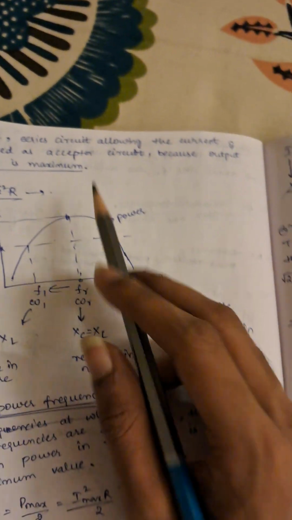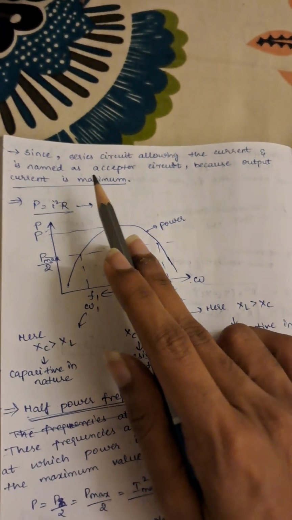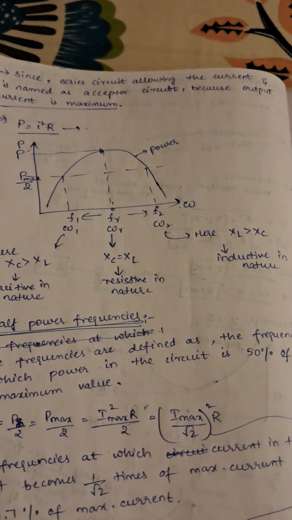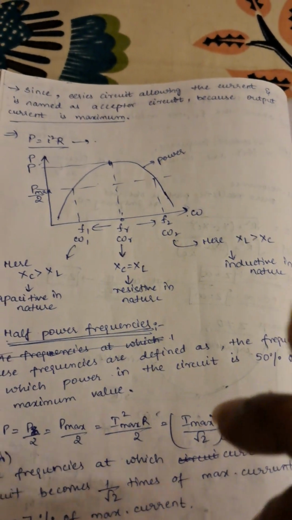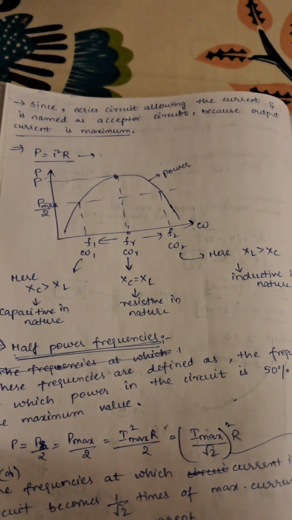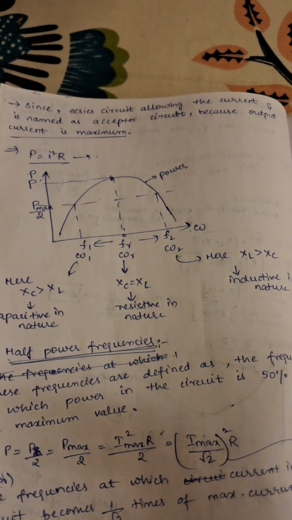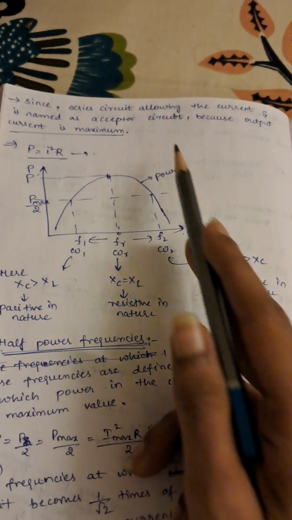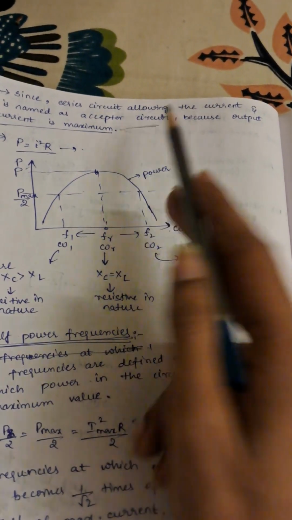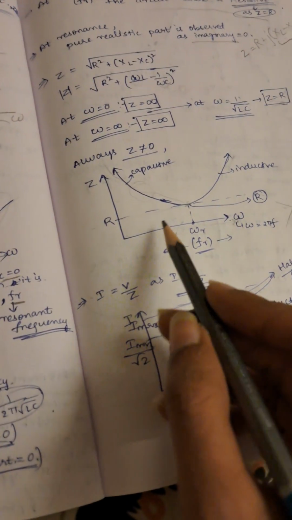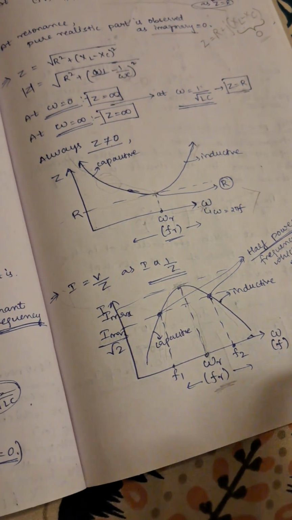Next, the series circuit allowing the current is named an acceptor circuit because the output current is maximum. In the resonant condition, at the resonant frequency FR, the output current is maximum, right? So the current will be maximum in the series connection. So it is named an acceptor circuit. It can accept more current. So we have drawn the impedance graph and the current graph.